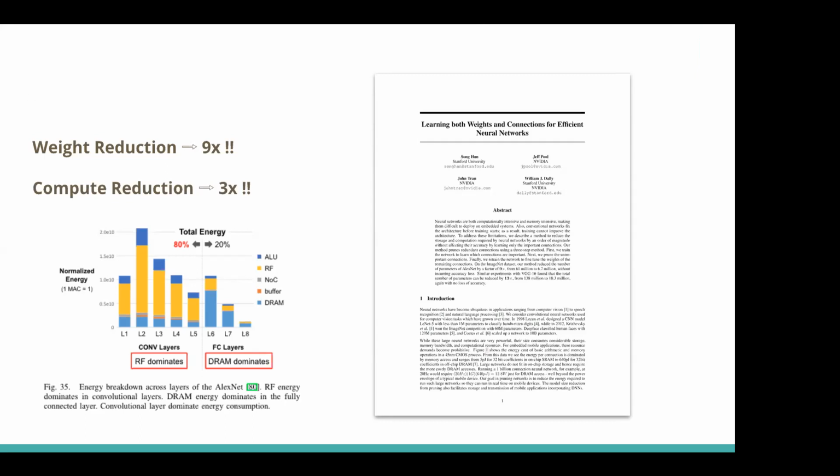So we have another question: is pruning applied on only fully connected layers? Can we apply pruning on conv or transformer layers?